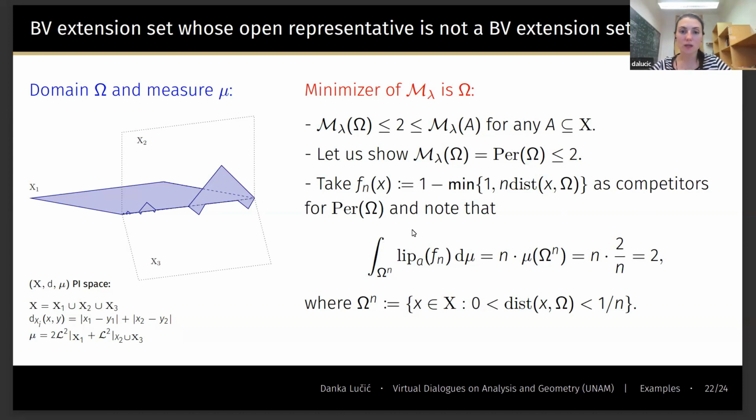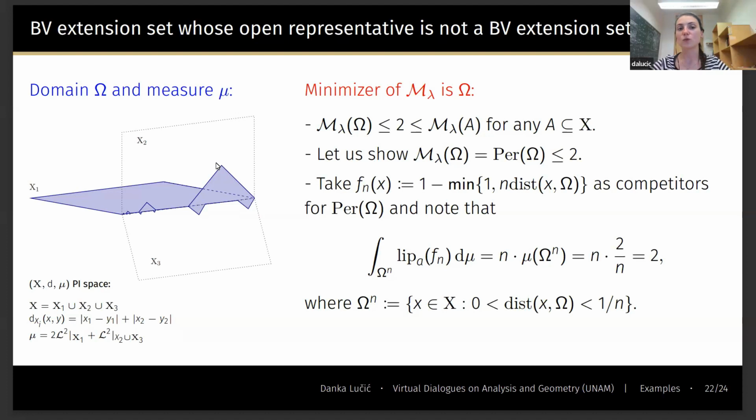So now we can take as a competitor for the definition of the perimeter functions which are 1 on omega, and they are 0 outside of the 1 over n neighborhood of omega. And this 1 over n neighborhood of omega, with respect to the distance we are putting on our space, is going to be nothing but, if you imagine here, the same boundary, just 1 over n thick. So this is where we use the distance.